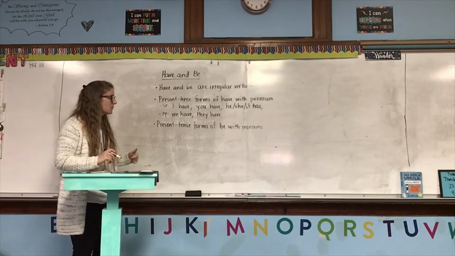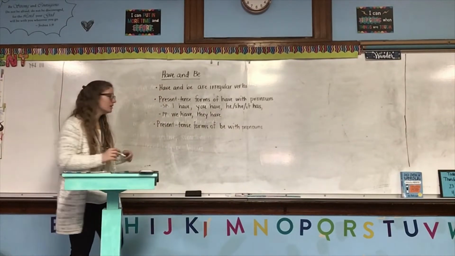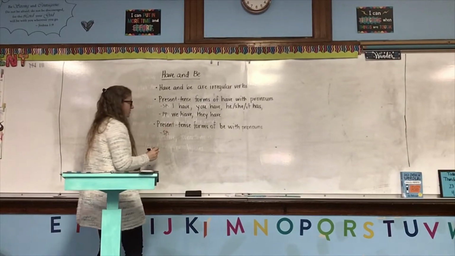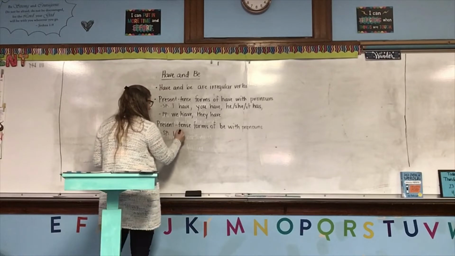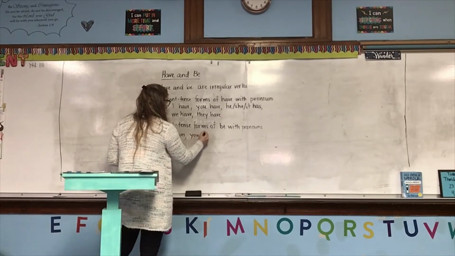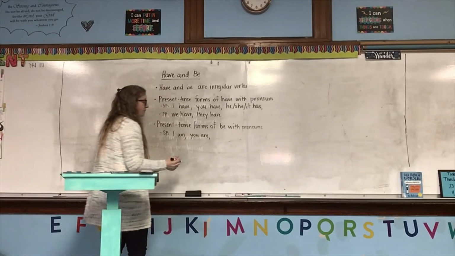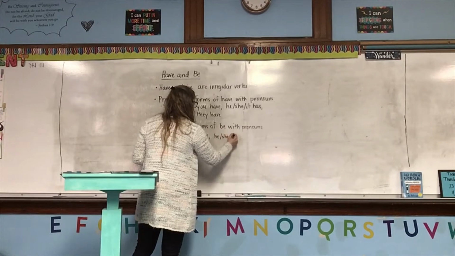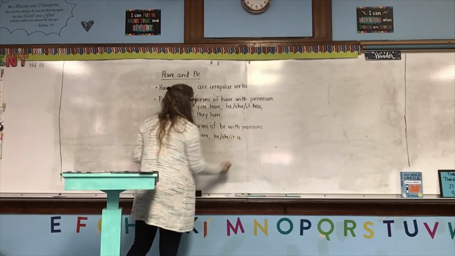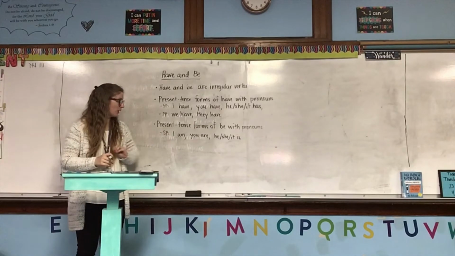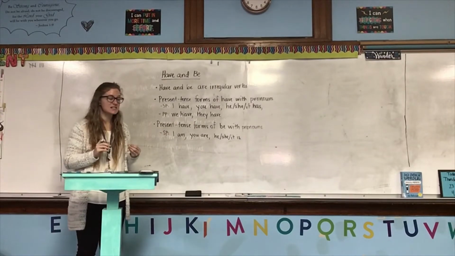So now let's look at the present tense forms of be with pronouns. So first, the singular pronouns. I am, you are, he, she, or it is. Now that changes completely. Every single form with a singular pronoun is different.